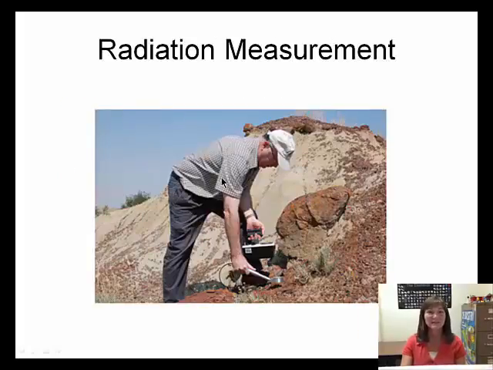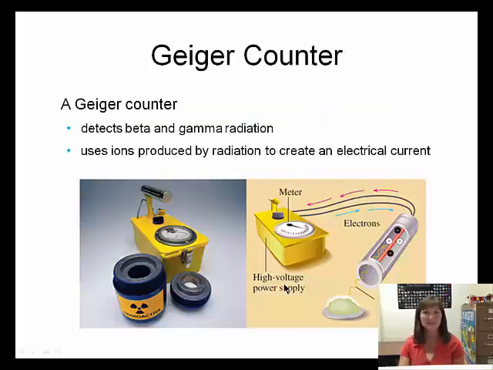So, radiation measurements. This is showing a man holding a Geiger counter, and he's reading how much radiation this ground is giving off. A little bit about the Geiger counter: it detects beta and gamma radiation. It uses the ions produced by the radiation to create an electric current.